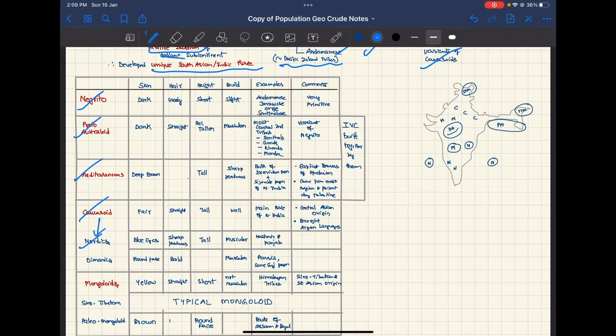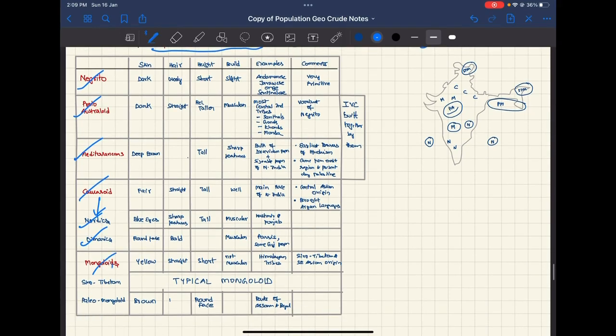These are two types again, Nordics and Dinarics. Mongoloids are two types again, Sino-Tibetan and Paleo-Mongoloid. Negritos have dark skin, woolly hair, and are short. They are slightly built. Examples are Andamanese, Jarawas, Onge, and Sentinelese. They are very primitive. Proto-Australoids have dark skin, straight hair, and are relatively taller and muscular. They make up most of the central Indian tribes. Examples are Santals, Gonds, Konds, and Munda. They are a variant of the Negrito tribe.